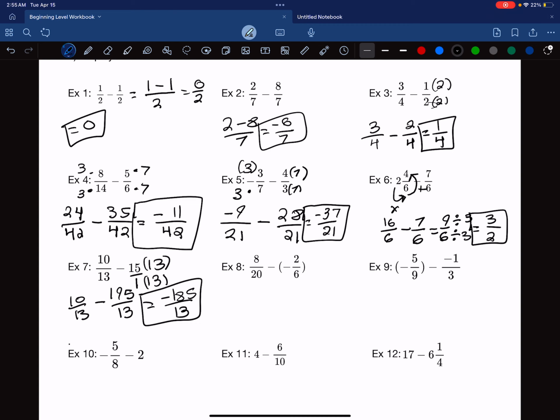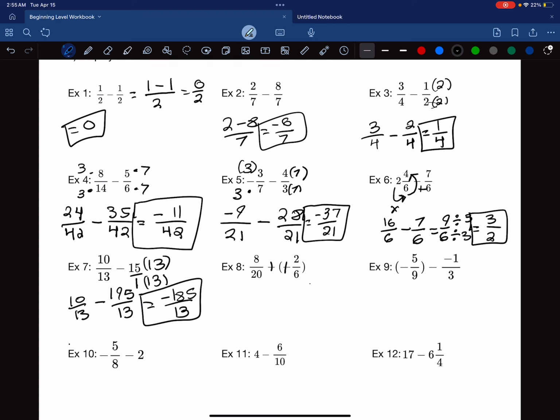Looking at example 8, we have 8 over 20 minus negative 2/6. So the first thing to recognize here is that we have two negatives. We're subtracting a negative, so we can say chop chop, and this becomes addition. And we also have to realize we don't have a common denominator.